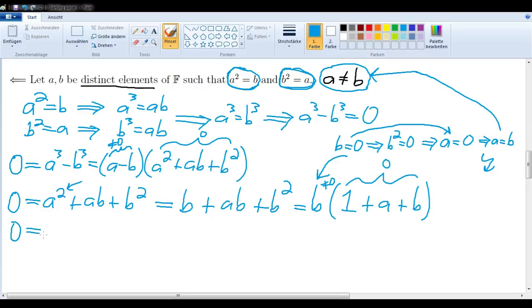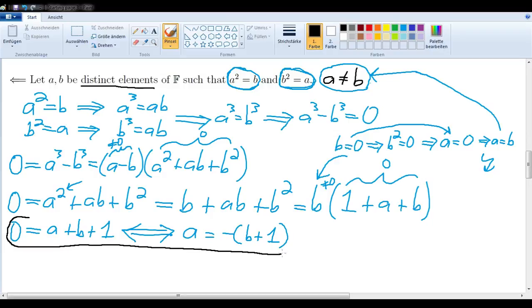So 0 is equal to, I'll write that this way, a plus b plus 1. Equivalently, a is equal to negative b plus 1. And that is exactly what we wanted, a characterization of a in terms of b. So now we will show that a and b are cube roots of unity. Afterwards, we will then show that they are primitive cube roots of unity.